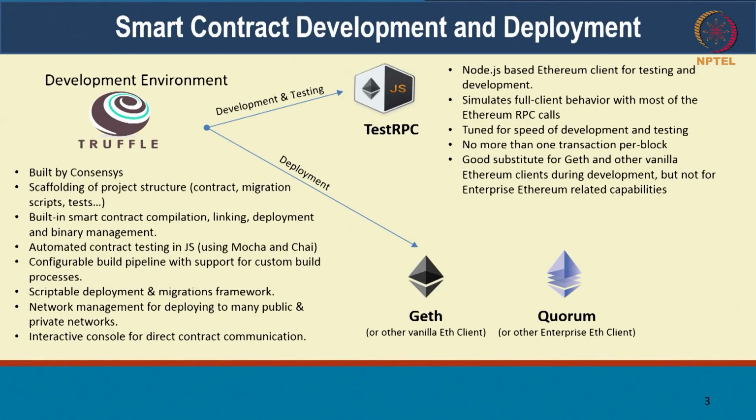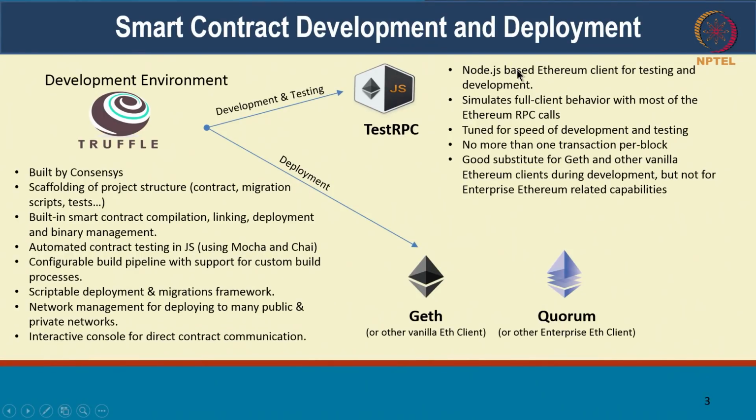It gives you a scriptable deployment framework, and it also gives you the ability to manage your network, deploy into many public and private networks. So it gives you a host of capabilities all around managing your smart contracts, your development, providing an environment for that, giving you the build and test pipelines needed for you to deploy into different networks. And the deployment could, for instance, connect to the Go Ethereum client, which is Geth. It's a very popular vanilla Ethereum client. Or it could also connect to other Ethereum variants, such as Quorum, right?